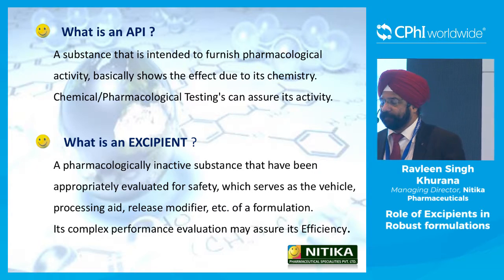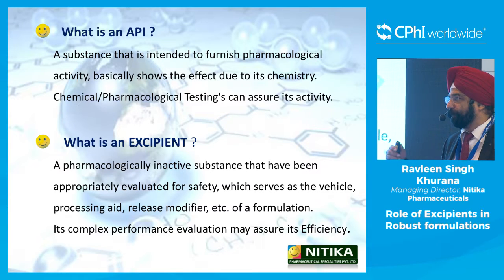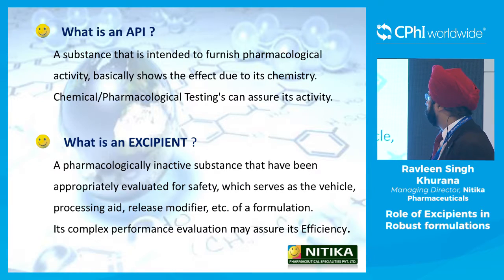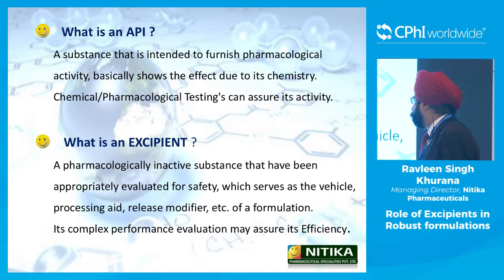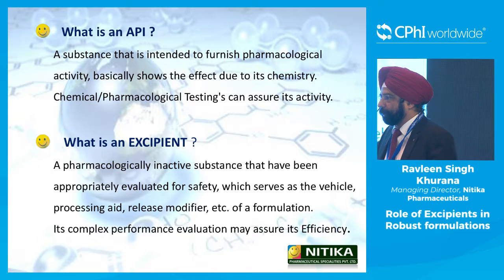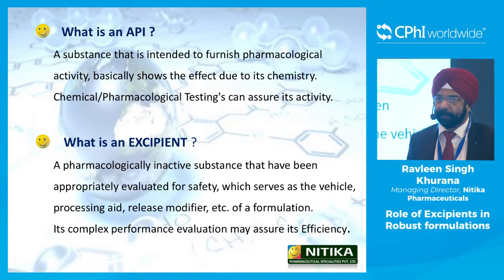We are going to basics. What is the API? It's a pharmacologically active material which has its effect due to its chemistry. Underline the word chemistry. As against that, excipient is an inactive substance which has been appropriately evaluated for safety, which serves as a vehicle, processing aid, etc. of a formulation, and its complex performance evaluation only can assure its efficiency. So the essential difference: in one case, by knowing the chemistry, we can conclude about the quality. In the other case, chemistry has hardly any role to play.